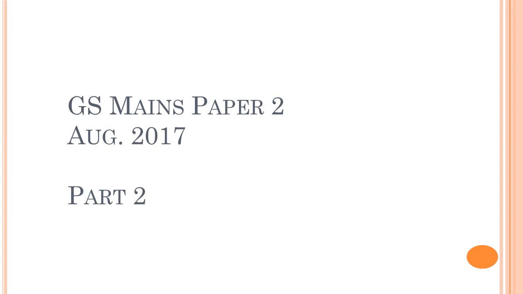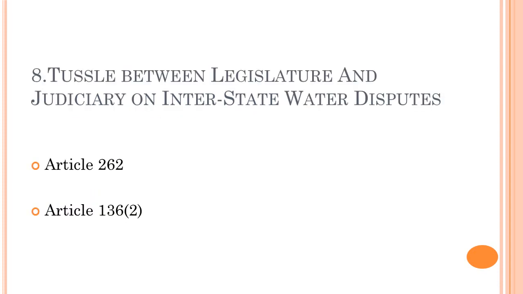So let's start. The 8th article actually, we have covered till the 7th article in Part 1, right? So the 8th topic is the tussle between Legislature and Judiciary on interstate water dispute. See, any question which comes on interstate water dispute, you have to write 2 articles. Those 2 articles are Article 262 and Article 136 Clause 2. Okay. So you have to remember these 2 articles, and we'll talk about what these are.